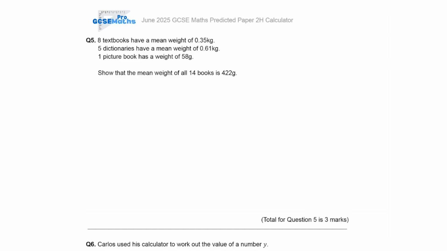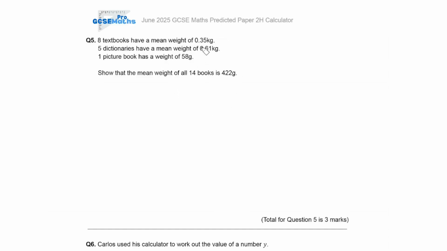Question 5. 8 textbooks have a mean weight of 0.35 kilos. 5 dictionaries have a mean weight of 0.61 kilos, and 1 picture book has a weight of 58 grams. Show that the mean weight of all 14 books is 422 grams. So this is reversing the mean. In order to find the mean of 14 books, I need to add up all of the weights of the 14 books, divide by 14. So I need to work out the total weights.